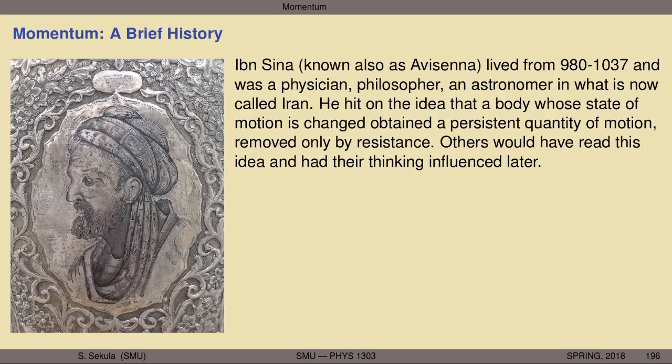And it was in fact Ibn Sina who hit on this key idea, although it's not clear that he did experiments to actually check this. He hit on the idea that there is a persistent quantity of motion and it can be removed only by resistance to that motion, an external force. He wrote these ideas down.